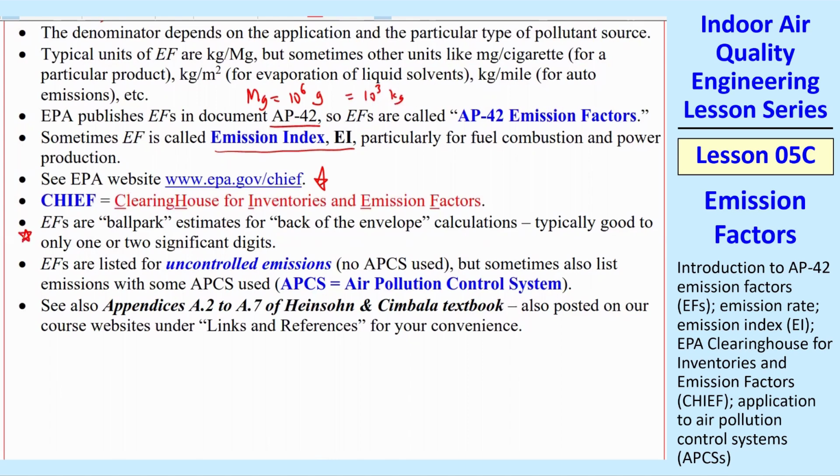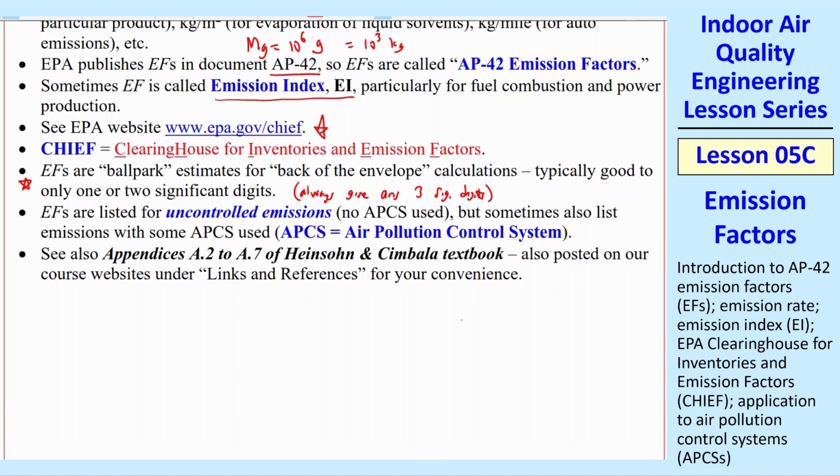Keep in mind that these are ballpark, back of the envelope calculations, typically only good to about 1 or 2 significant digits really. But in this course, we will always give our answer in 3 significant digits, especially on quizzes and stuff. So you don't want to round off too much, but keep in mind that these are really just ballpark estimates. The EFs are usually listed with no air pollution control system, APCS, but sometimes they're listed with an APCS. So you got to be careful. When there's no APCS, it's called uncontrolled emissions.